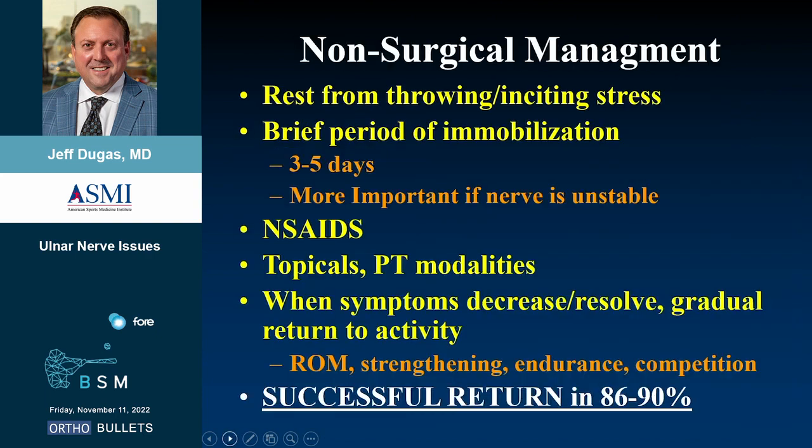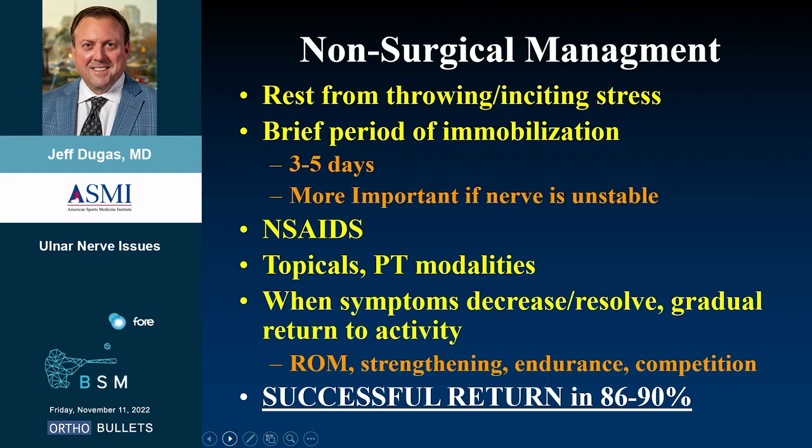So treatment, we want to start with non-surgical stuff. We rest from throwing. We do all the things that we all know how to do. We rest for brief periods, longer if it's more significant. NSAIDs, topicals, modalities. I tell the PTs and athletic trainers, throw the kitchen sink at these things in terms of decreasing inflammation. Nerves are tissues that don't tolerate a ton.